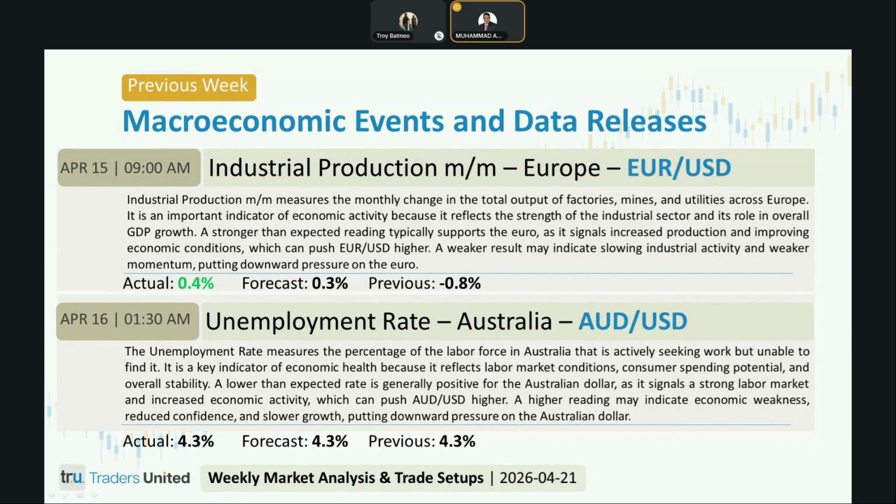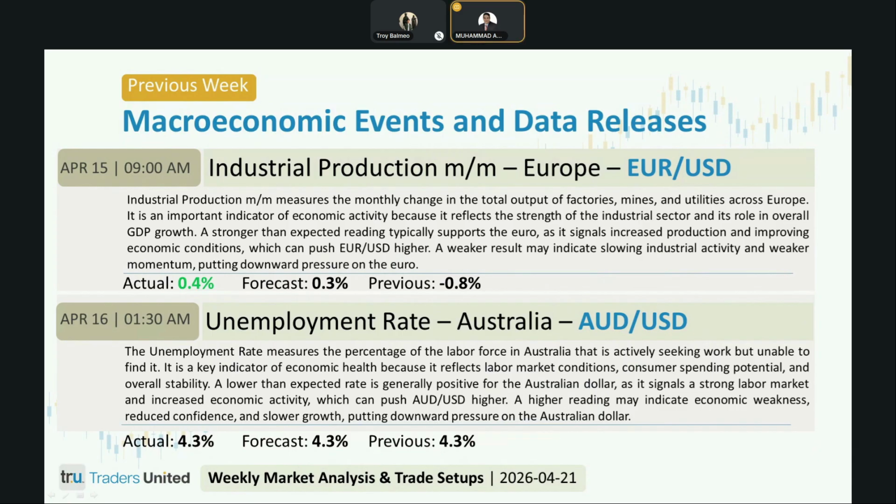The unemployment rate in Australia, we got the number at 4.3% on April 16th at 1:30 a.m. UTC time. The previous number was 4.3%. Forecast was also 4.3, and the actual number we got is also 4.3%. The currency pair we're going to focus on is the AUD USD currency pair.